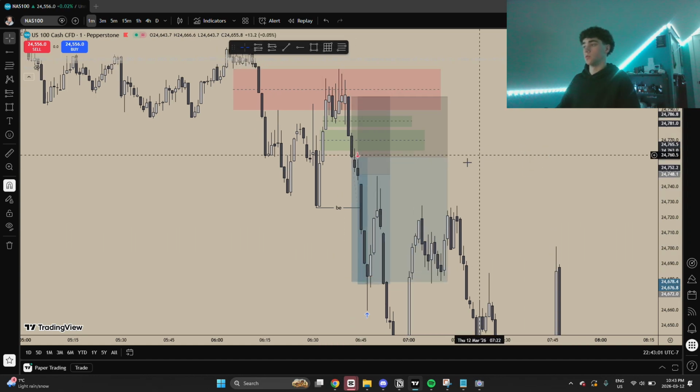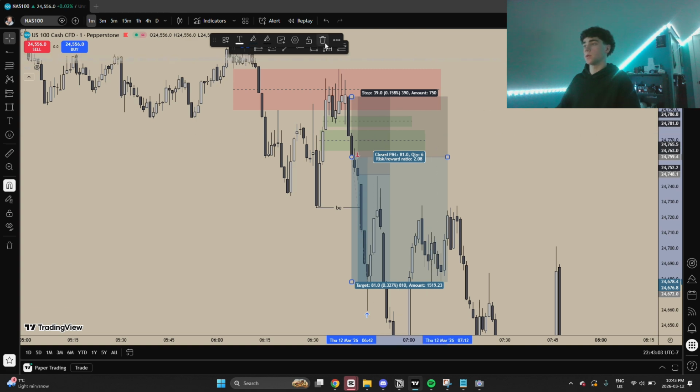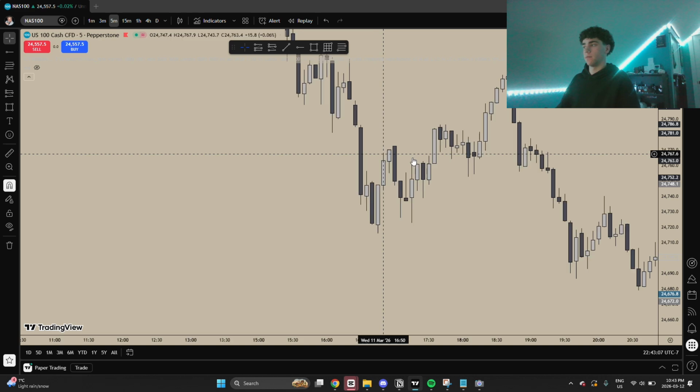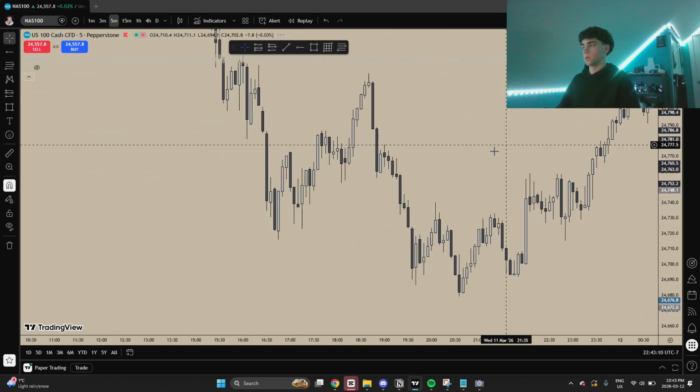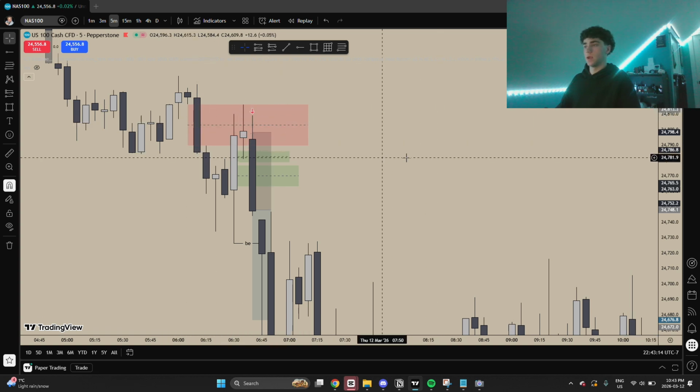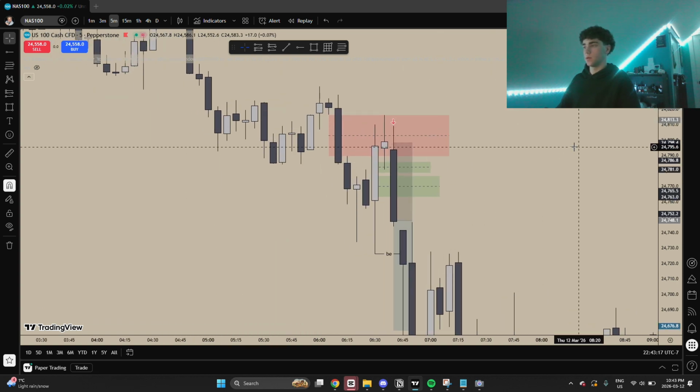Now, I would normally probably have my entry be something more like that, and that would be like a 2.0 risk to reward. But I didn't like, on the 5 minute time frame here, how much time we spent in this fair value gap. Normally it doesn't really bother me too much, but anyway.